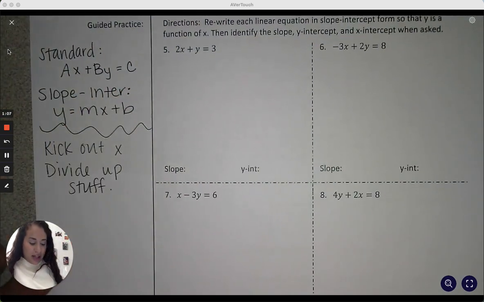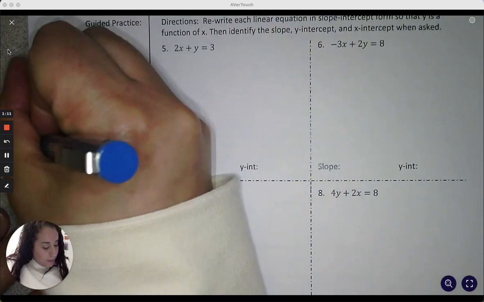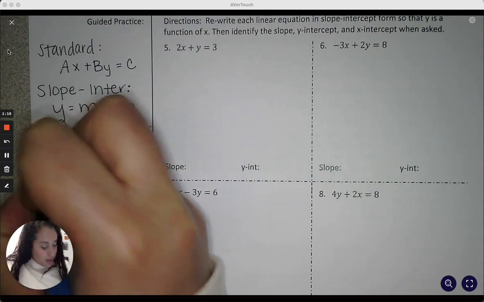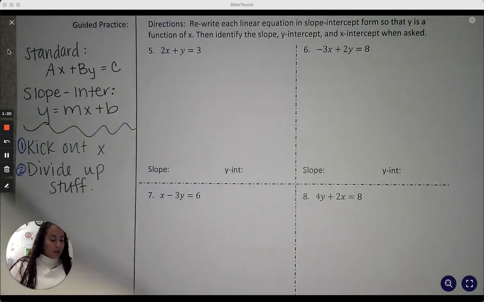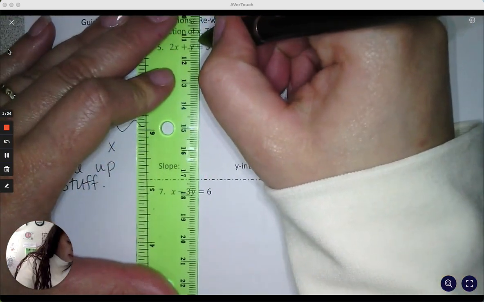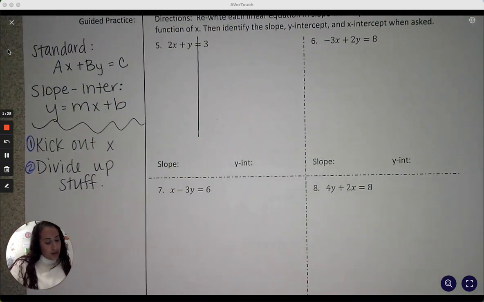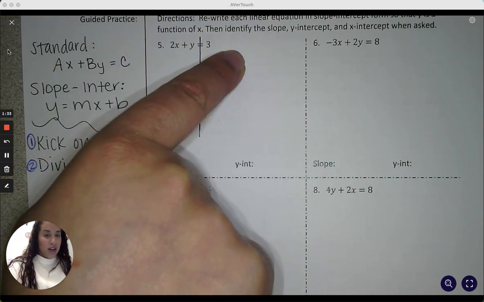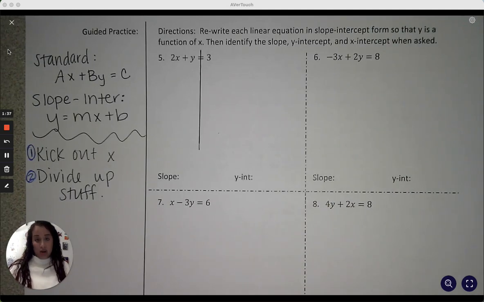Okay, so if I had to give you like steps, these are our steps. So step 1, kick out our x. 2, divide up our stuff. Okay, so the first thing I'm going to do is I'm going to draw that line straight down. When I say kick out our x, I mean we're going to take this x and move it over here, to the other side of the line.